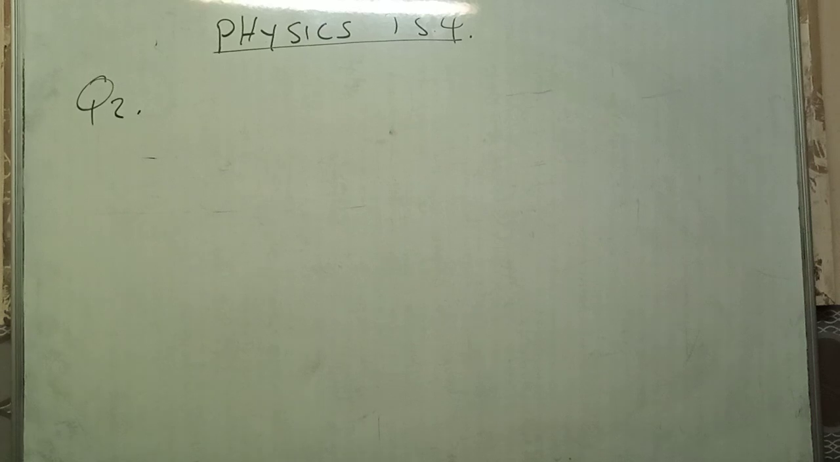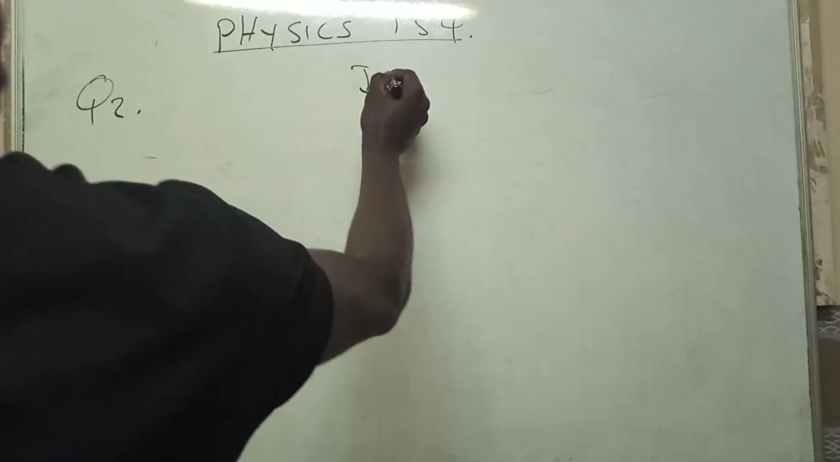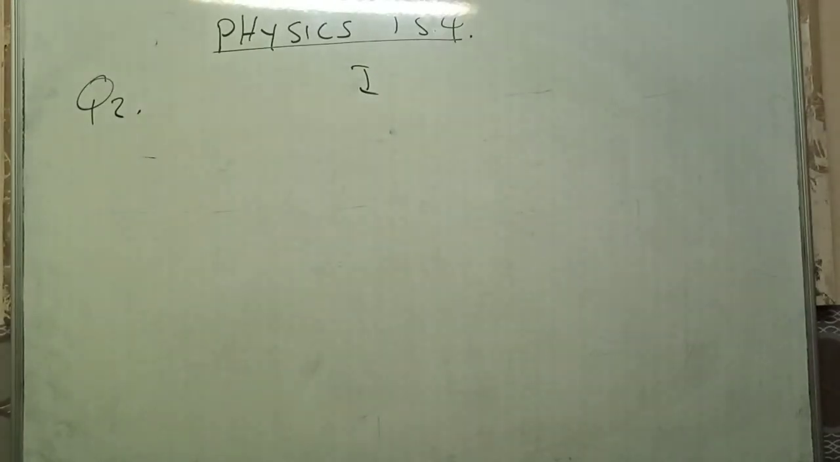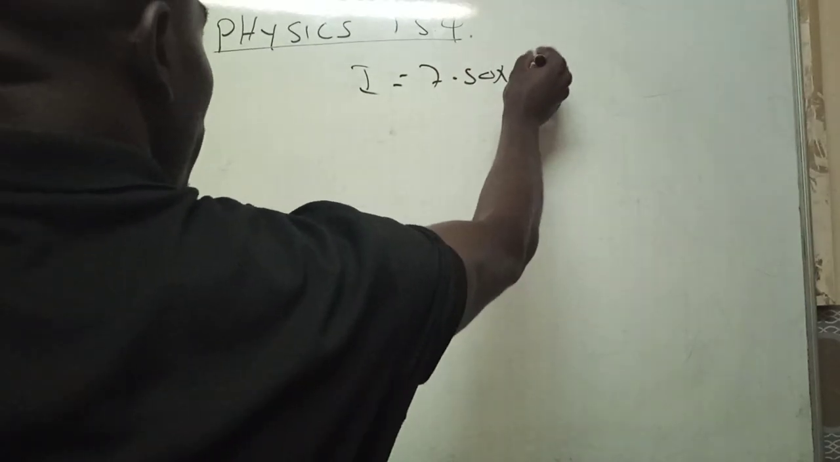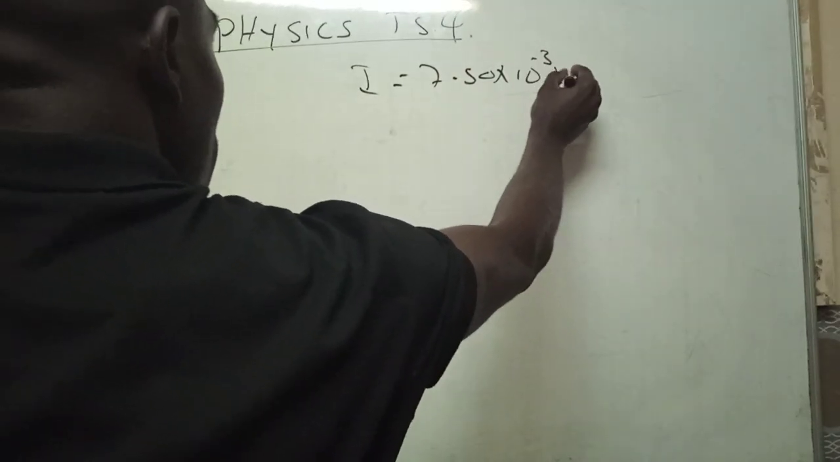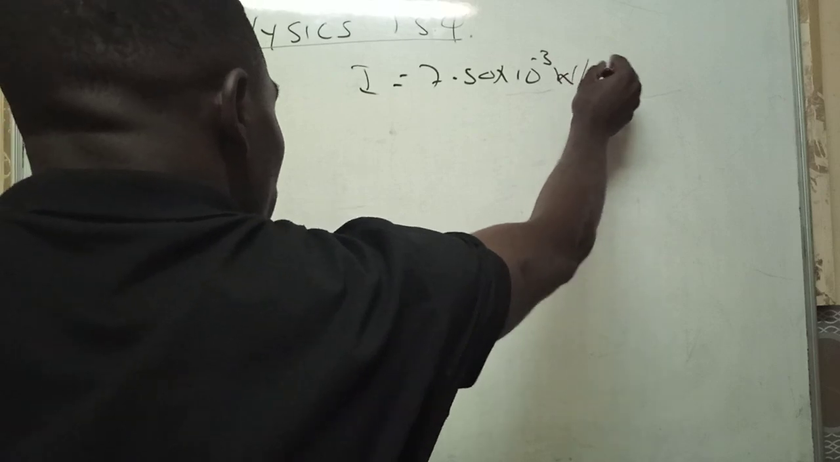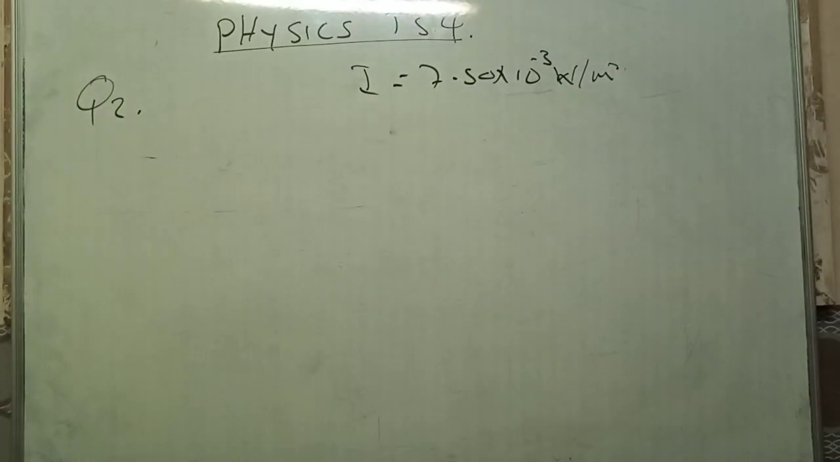Okay, we go to question 2. Question 2 is saying, a person standing 1 meter from a portable speaker hears its sound at an intensity of 7.5 times 10 to the power negative 3 watts per meter squared. The question is, find the corresponding decibel level.